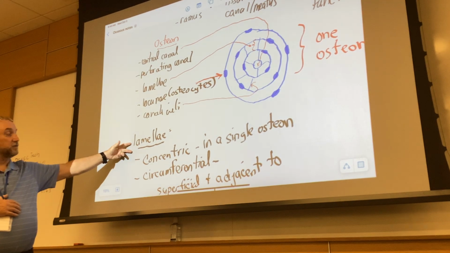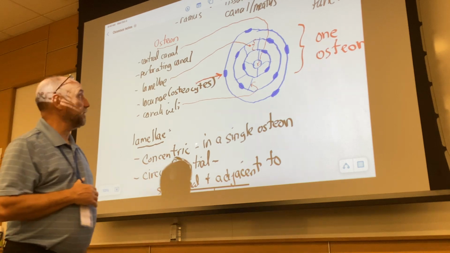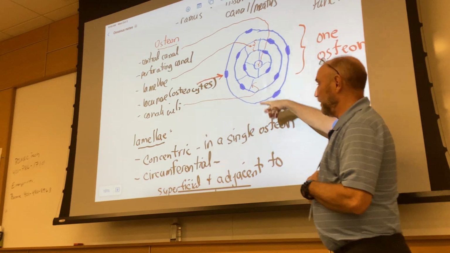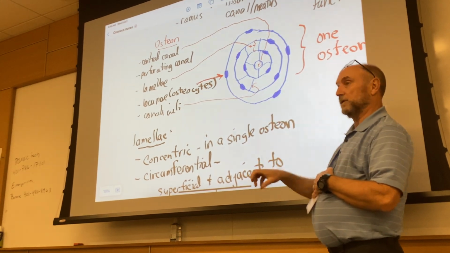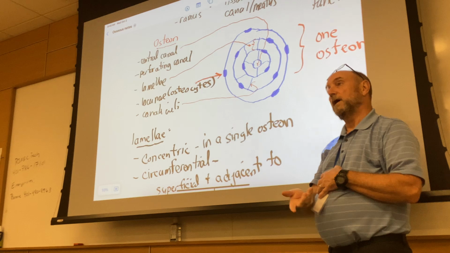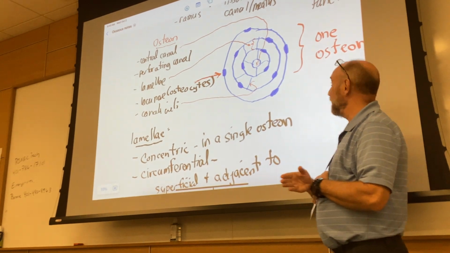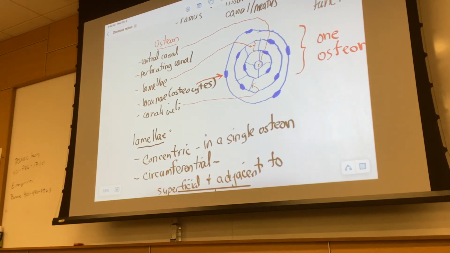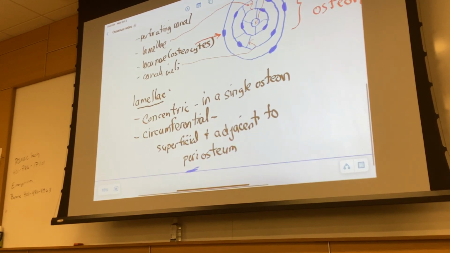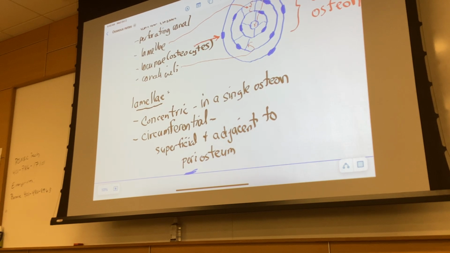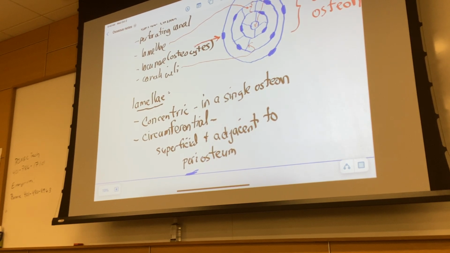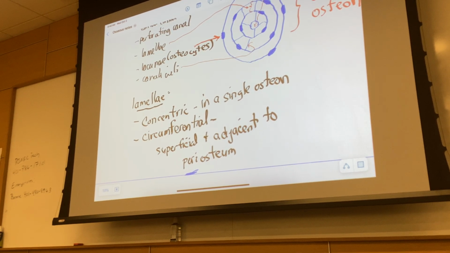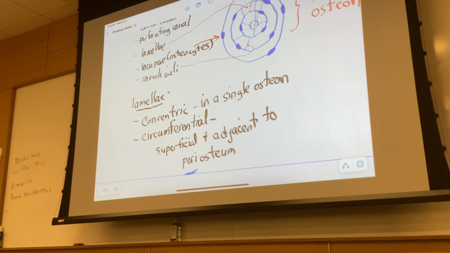And then finally, there are 2 different types of lamellae, which are these layers here. There's concentric lamellae, which is what I have here, and then there's circumferential lamellae, which are along the outskirts of the bone, and they are just deep to the periosteum. Let's see what did I write here? Superficial and adjacent to the periosteum. They're superficial to concentric lamellae, and they're adjacent to, or deep to, the periosteum.